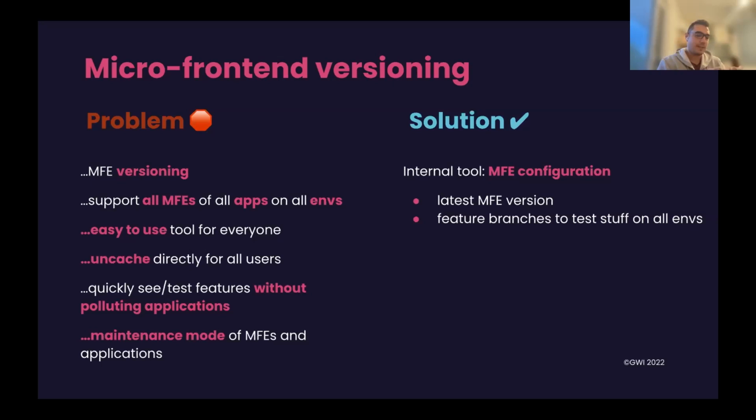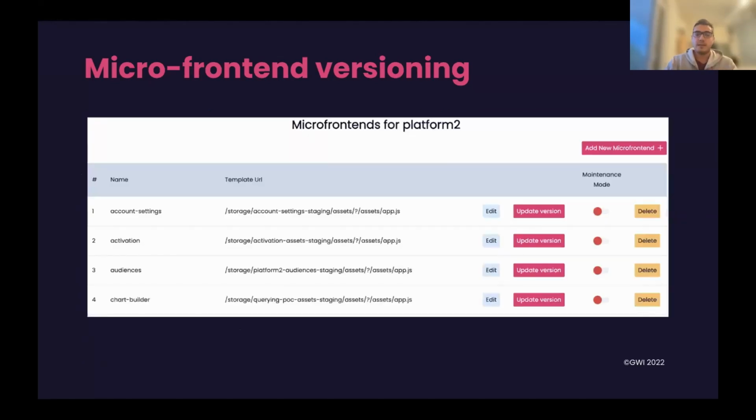And last but not least, we needed to have maintenance mode, which means that every micro-frontend could be turned on or off for the users to be able to see it or not, regardless of whether we are talking about micro-frontends themselves or even applications themselves. For this reason, we created an internal tool, which we called micro-frontend configuration, which holds all the latest micro-frontend versions. And in addition, we created feature branches to test stuff on all environments without polluting those environments, as we just said earlier on.